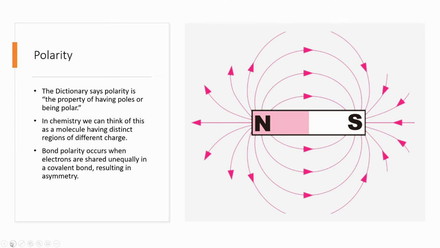And this polarity occurs when electrons are shared unequally. So we would have one region with kind of more electrons in it, and that would be more negative. And then the opposing region would have less electrons, so it would be more positive. And when we have this polarity, this results in our molecule being asymmetrical. So it does not have symmetry. It's not the same on each side. We therefore have poles, so two distinct regions of charge.